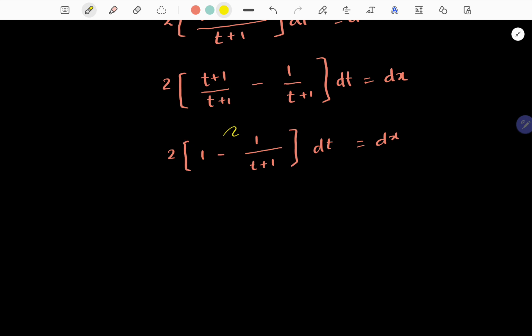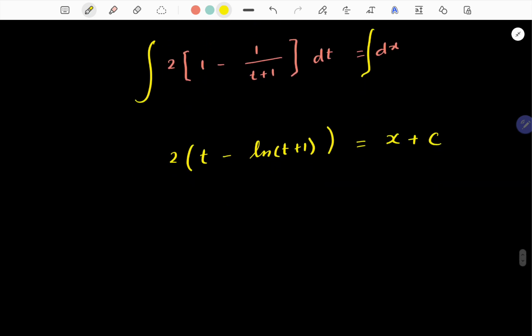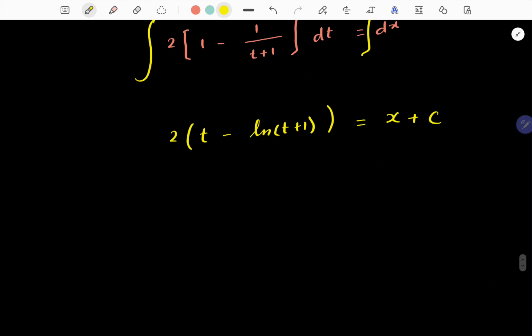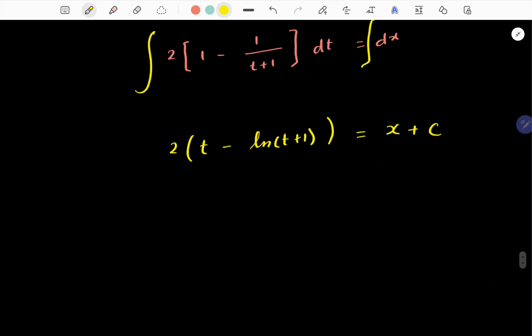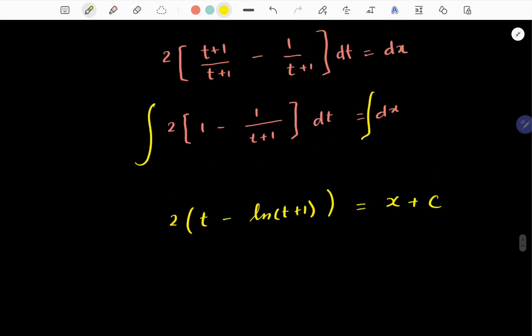Integrating both sides, we get 2 outside, and it will give t minus the natural log of t plus 1, equal to x plus some constant c. So this is what the solution is, but now we have to substitute the things back.